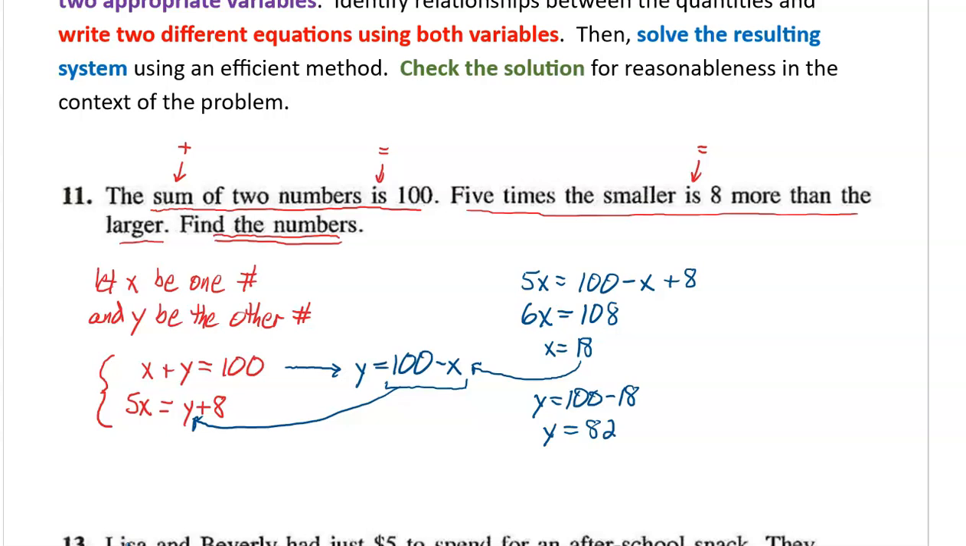Now, in the earlier chapter where we were practicing substitution method, we would write our answer as an ordered pair. That's not what you want to do here. We're doing a story problem, so we want to write our answer in a way that answers the question. We were asked to find the two numbers. So the numbers are 18 and 82.